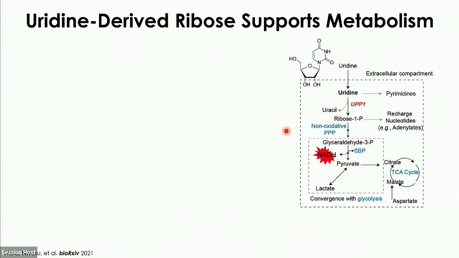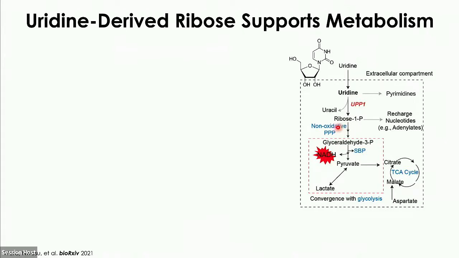Our screen was designed to identify metabolites that supplied the cell with reducing potential, here as NADH, which is beyond what was previously considered in nucleotide metabolism and could not be accounted for by this classic mechanism. Rather, we put forth that uridine-derived ribose is used to fuel glycolysis and central carbon metabolism more generally by rerouting ribose through the non-oxidative pentose phosphate pathway.